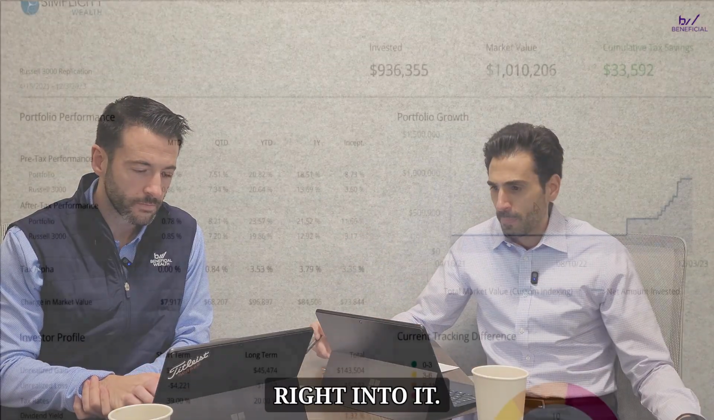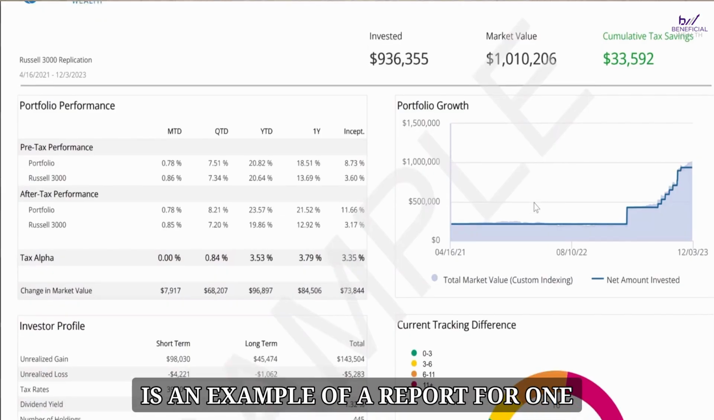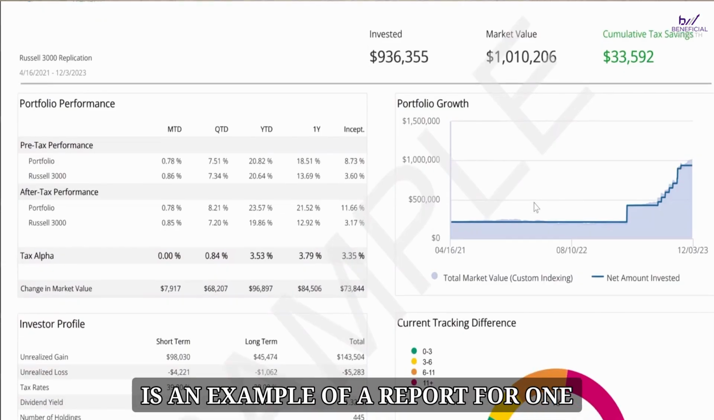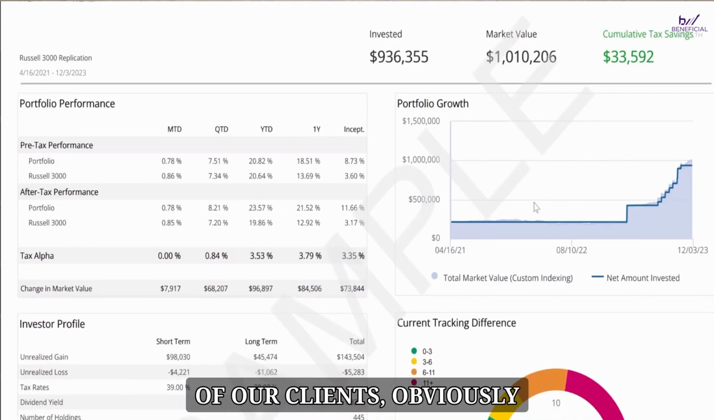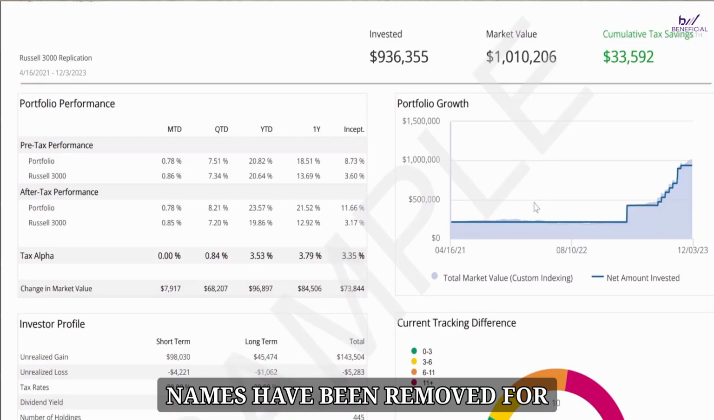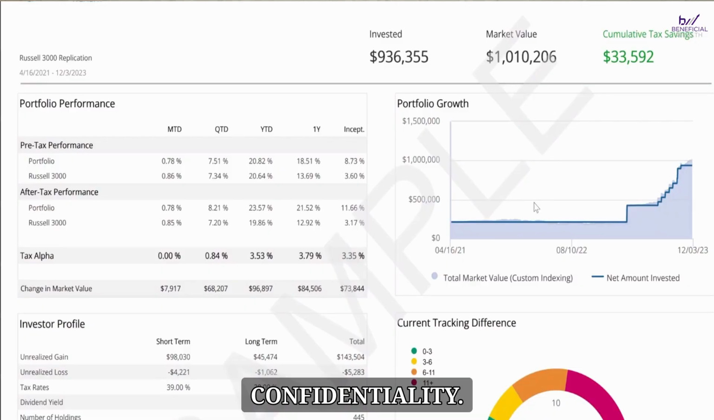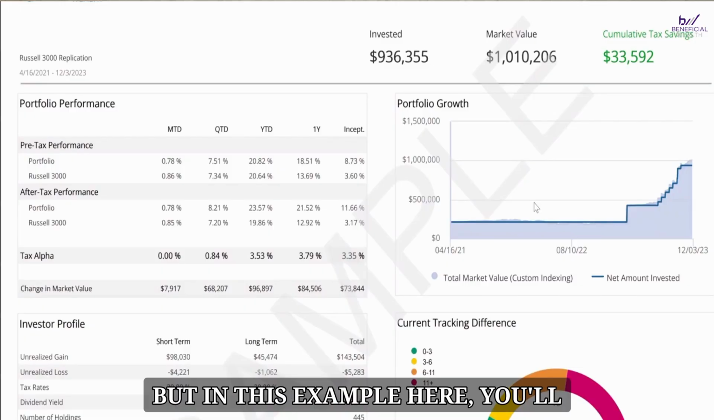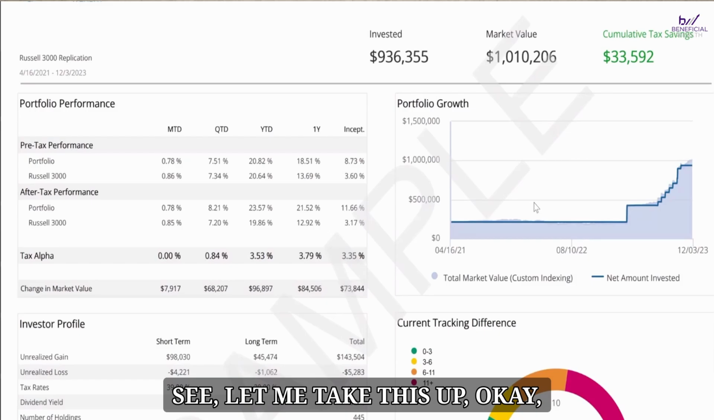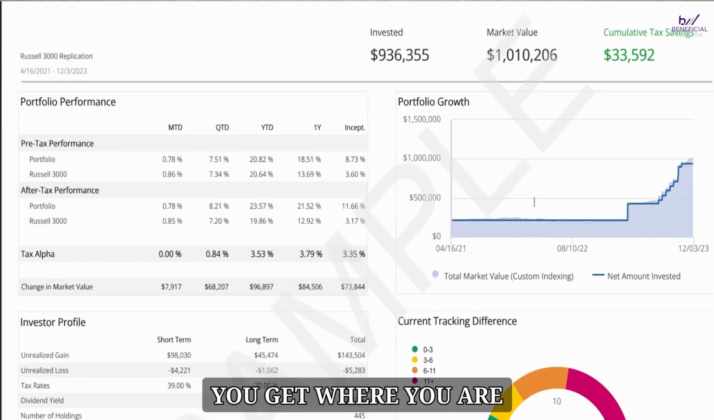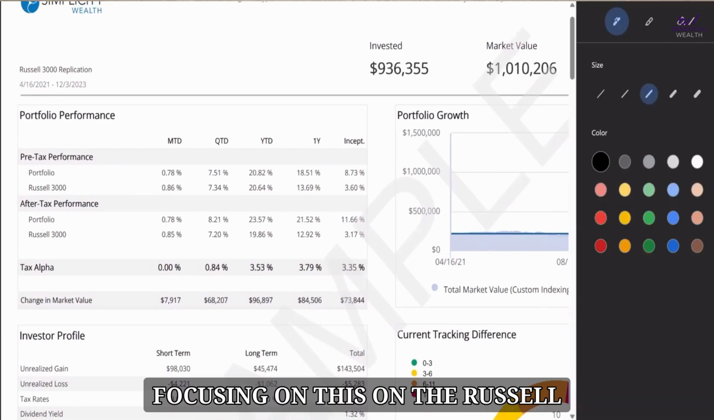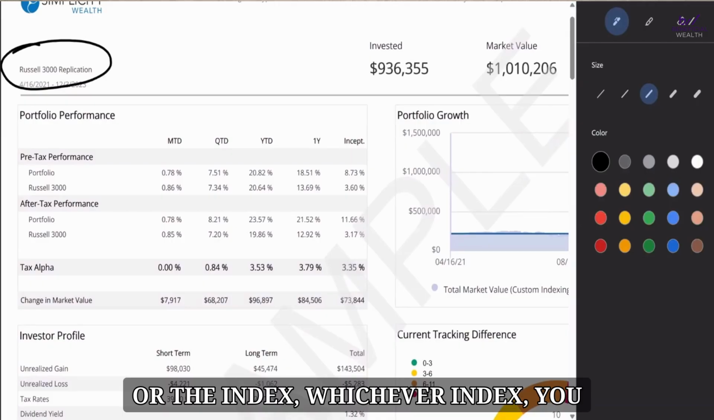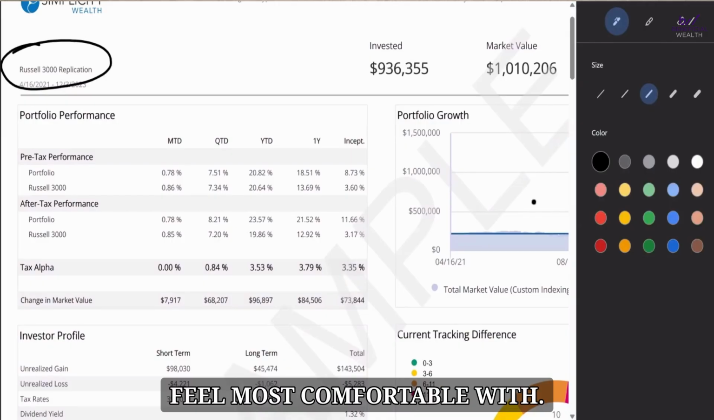Let's dive right into it. So what we see here, again, this is an example of a report for one of our clients. Obviously, names have been removed for confidentiality. But in this example here, you'll see, let me take this up. Okay, we are focusing on the Russell 3000. Remember, the index, whichever index you feel most comfortable with.